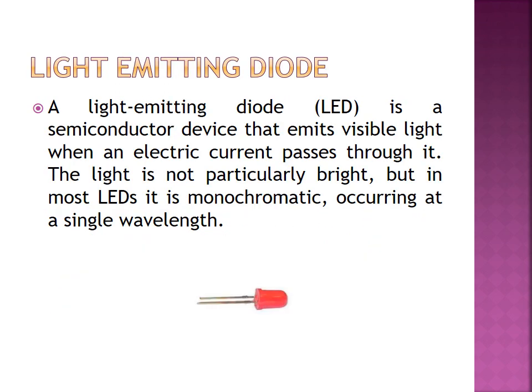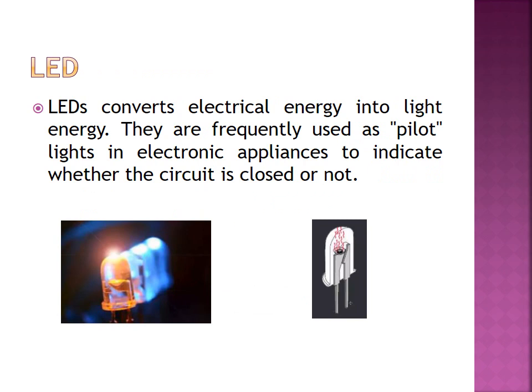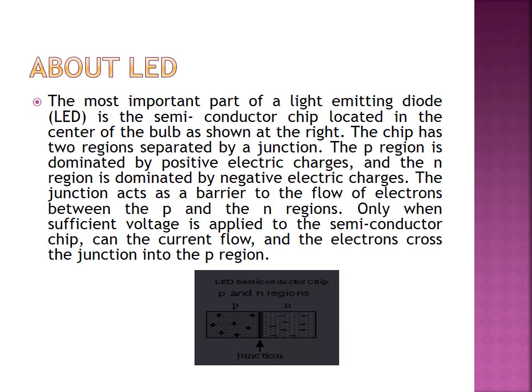Next, light emitting diode. Light emitting diode is a semiconductor device that emits visible light when electric current passes through it. LED converts electrical energy into light energy. About LED, the most important part of a light emitting diode is the semiconductor chip located in the center of the bulb as shown at the right.